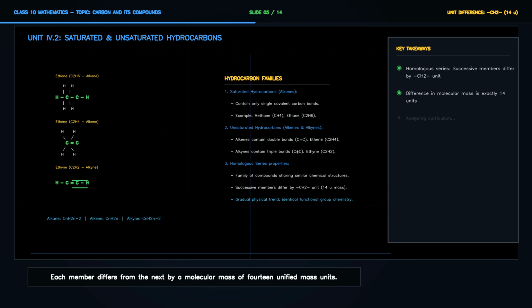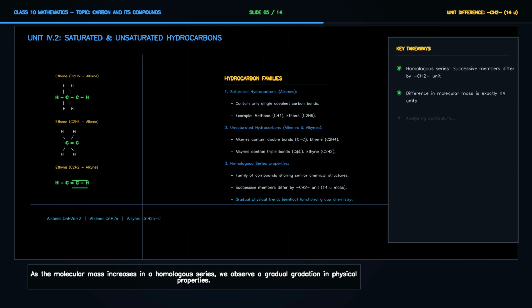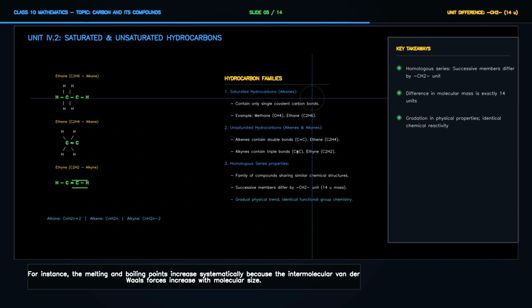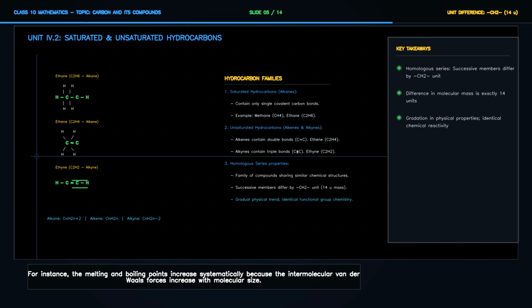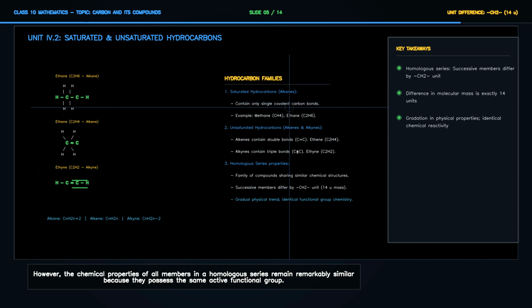As the molecular mass increases in a homologous series, we observe a gradual gradation in physical properties. For instance, the melting and boiling points increase systematically because the intermolecular van der Waals forces increase with molecular size. However, the chemical properties of all members in a homologous series remain remarkably similar because they possess the same active functional group.